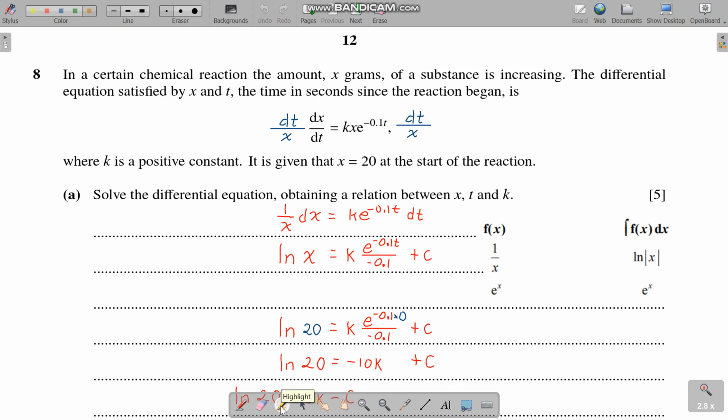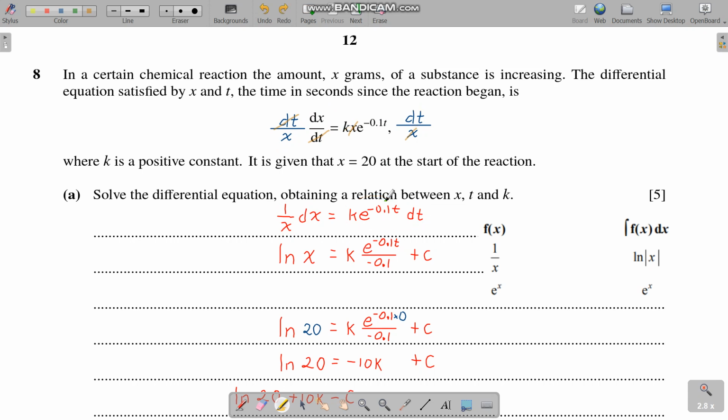the left, everything with t on the right. So we do that by multiplying or dividing by something. Here we multiply by dt to cancel out, and by x to cancel out. So on the left we have only 1 over x dx. This is what we get. And on the right we have k times this dt.